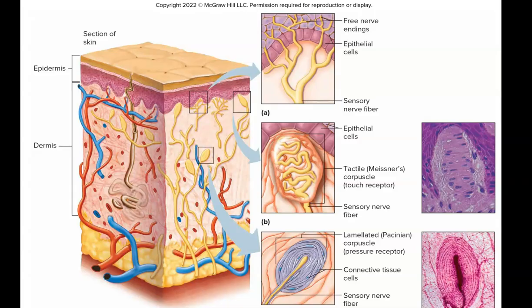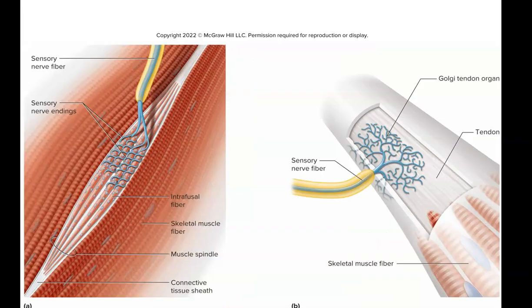And the bottom one, C, is going to be your lamellated, or sometimes referred to as the Pacinian corpuscle. That's a pressure receptor, and so that's going to pick up on pressure. It also has connective tissue that's going to be found around that corpuscle, and a sensory nerve fiber that dives deep as well. Looking over to the side for B and C, you can see what they actually look like under a microscopic picture, so if you're looking at it through a slide.